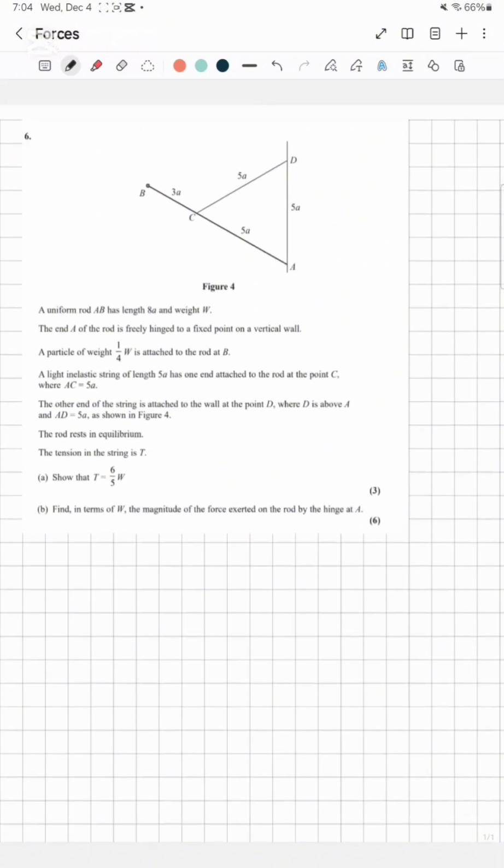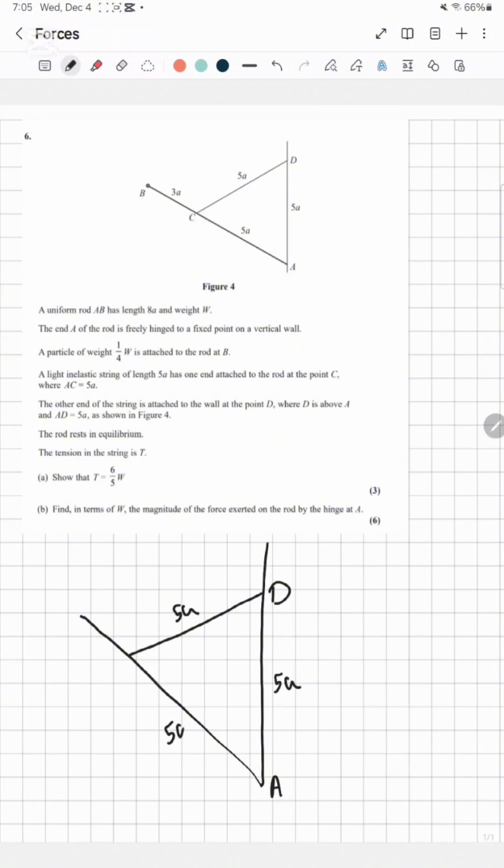So let's just draw a free body diagram first. That's your first step when doing questions like these. So this is our uniform rod AB. It doesn't have to be accurate, just to get an idea, so you can label the forces, because you get marks for the free body diagram too.